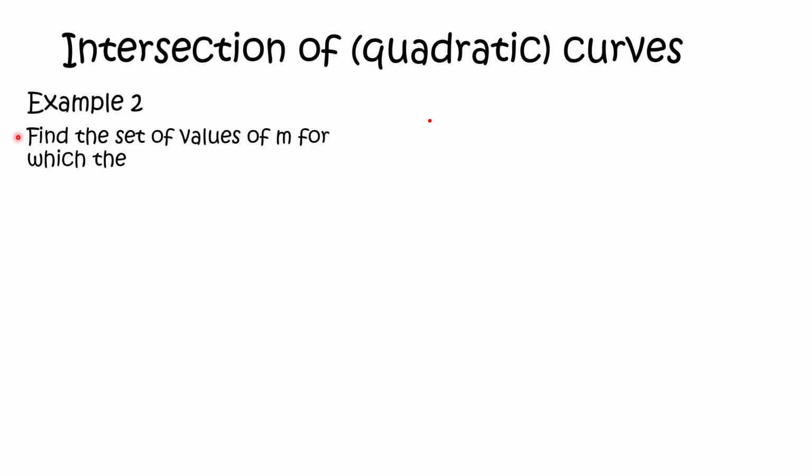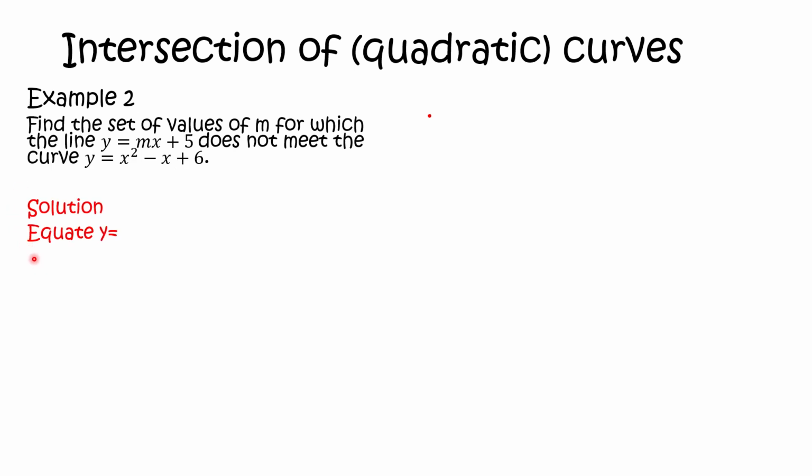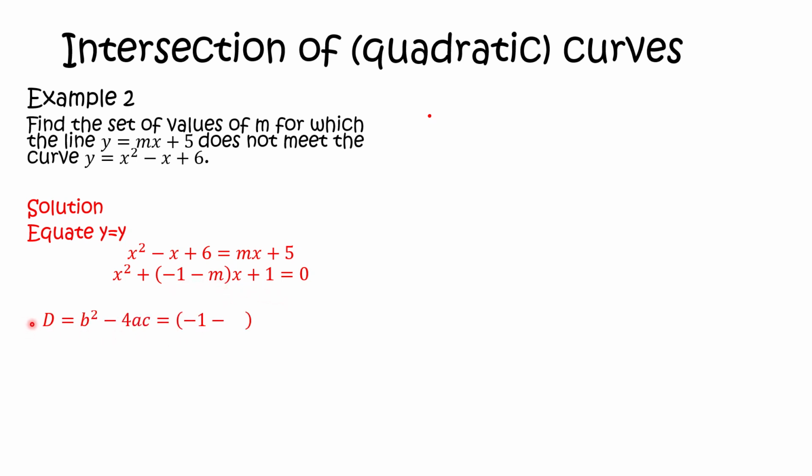Example 2. Find the set of values of m for which the line y is equal to mx plus 5 does not meet the curve y is equal to x squared minus x plus 6. The solution. We equate y is equal to y, implying that x squared minus x plus 6 is equal to mx plus 5. So grouping the like terms, we end up having x squared plus (minus 1 minus m)x plus 1 is equal to 0.